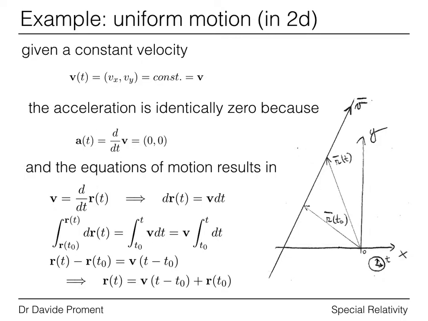The first example of equation of motion that we consider is a body moving with constant velocity. We showed that its acceleration is indeed zero, and, by performing integration, we demonstrated that its equation of motion is a linear function of time.